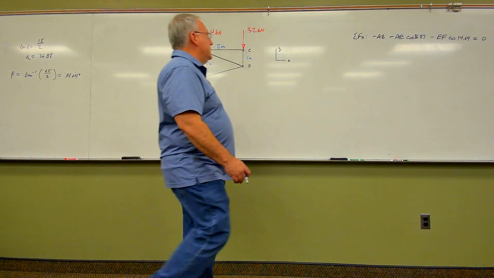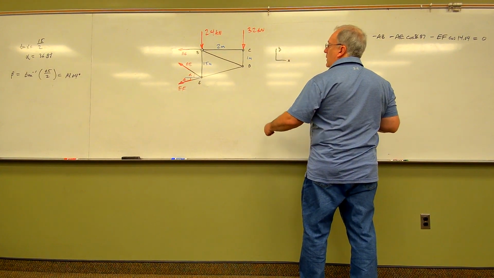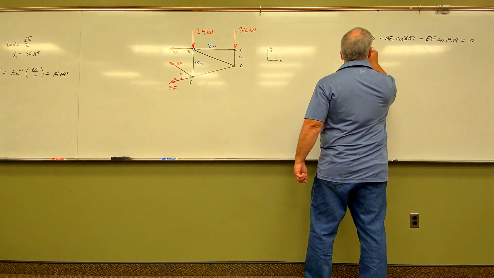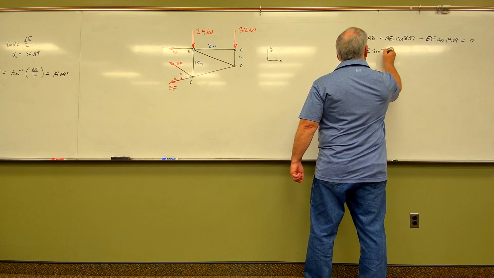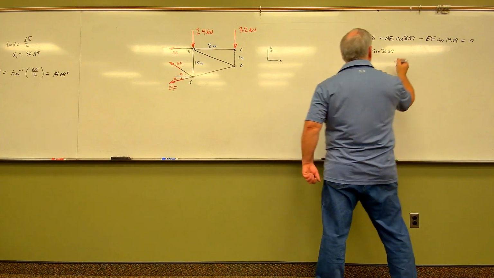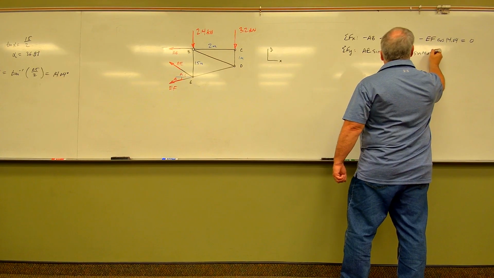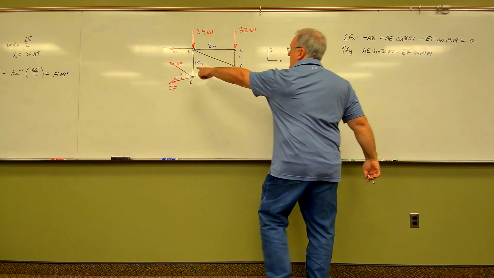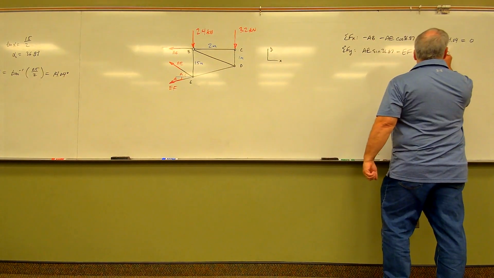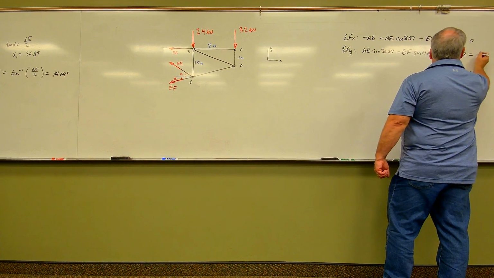If we sum now forces in the y direction, let's see here, we will have AE sine of 36.87. We will have minus EF sine of 14.04. That's taking care of these two, and then minus 2.4 and minus 3.2. And that's going to be equal to 0.